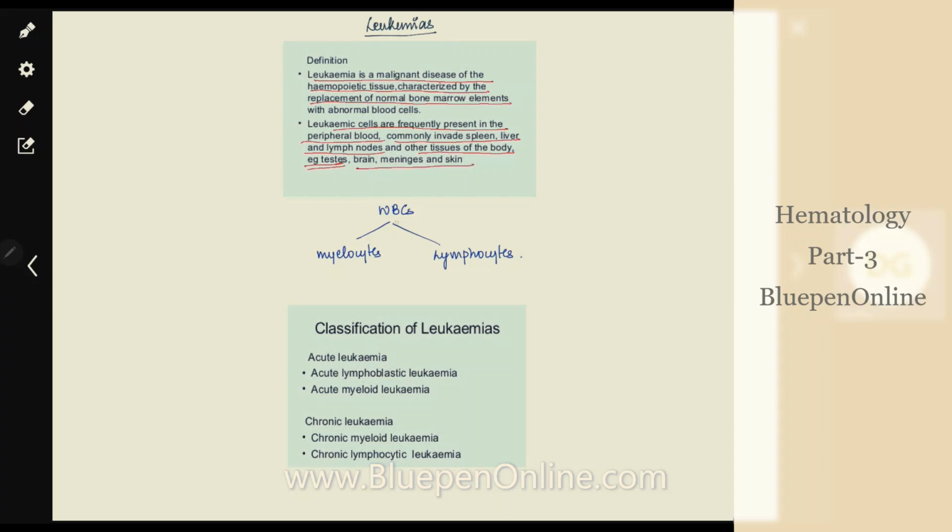As we all know, WBCs are of two types, myelocytes and lymphocytes. The myelocytes are further divided into neutrophils, eosinophils, basophils and monocytes. Lymphocytes are of two types, B and T. We need to know this because the leukemias are classified as acute and chronic, but they are further classified as ALL, that is acute lymphoblastic leukemia, acute myeloid leukemia, and the chronic is similarly divided into CML, that is chronic myeloid leukemia, and chronic lymphocytic leukemia.